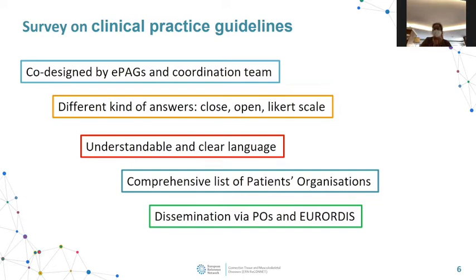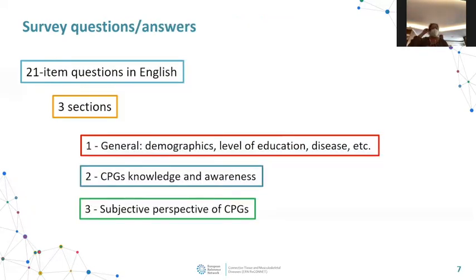We wanted the survey to be really understandable by laypersons, with clear language. We had a good number of patient organizations in our archive, and we disseminated the survey through these patient organizations that we met at the very beginning of the first year of the ERNs, and also through EURORDIS. We built 21 item questions in English, and we had 3 sections.